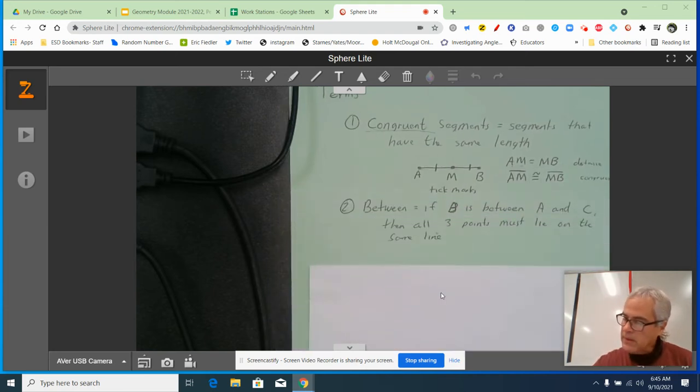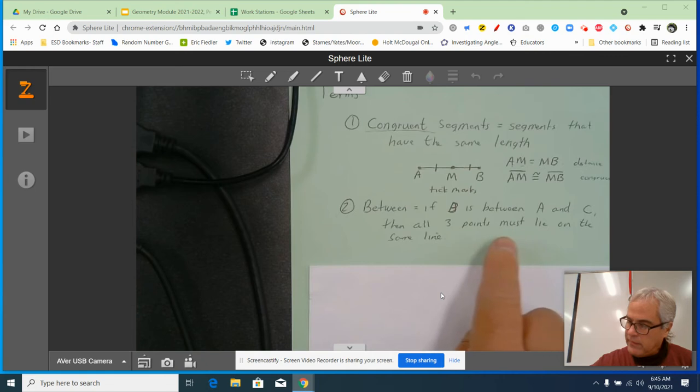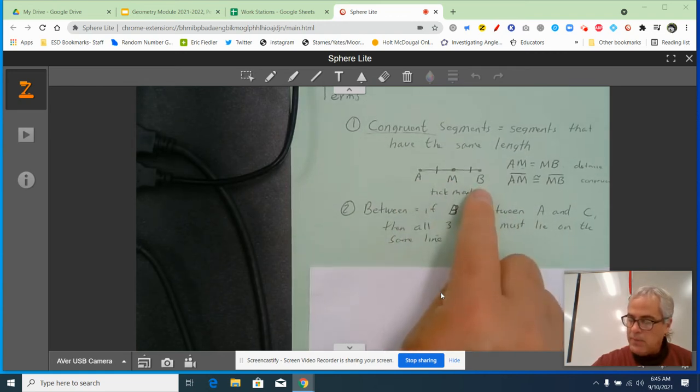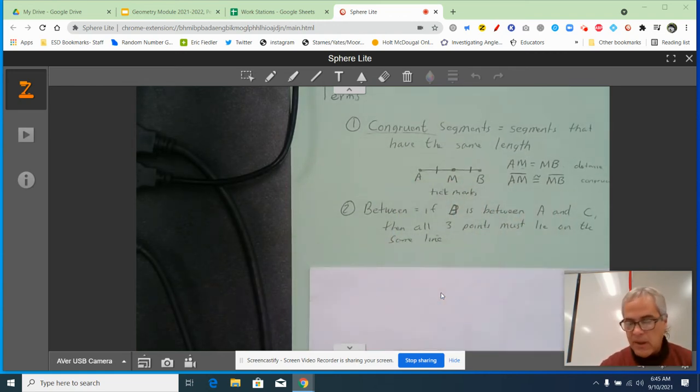That's the first term. The next one, one that some students seem to find obvious from time to time, it says between. If B is between A and C, then all 3 points must lie on the same line. So if you go back up to the previous picture using different letters, M is between A and B, which means all 3 lie on the same line. I just switched the letters on this next one.